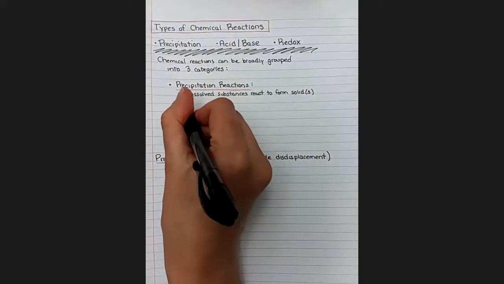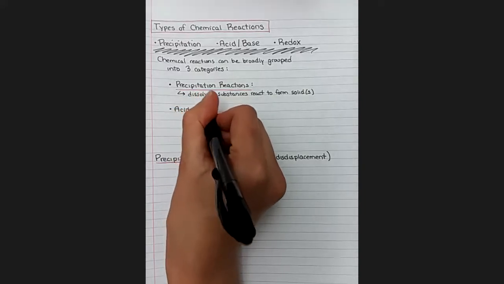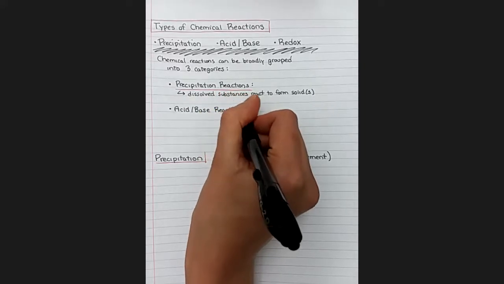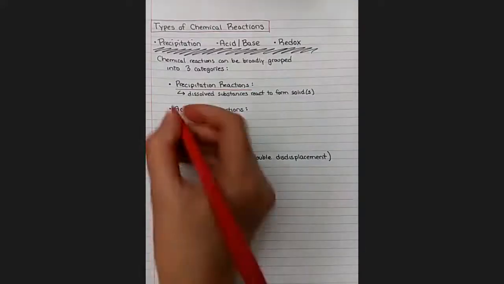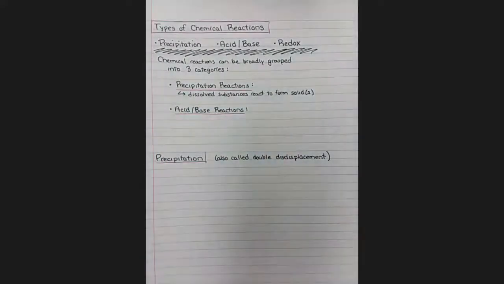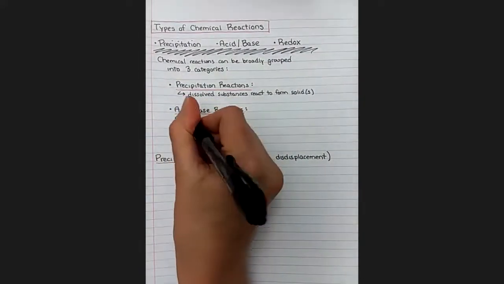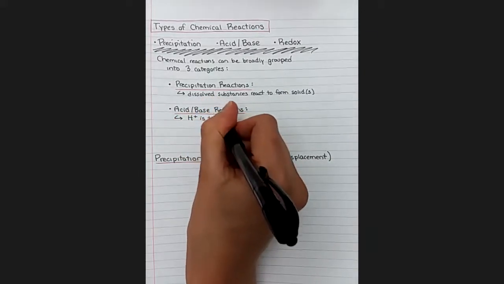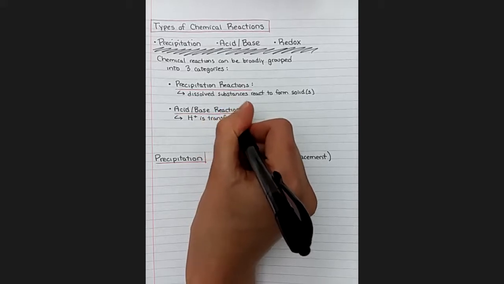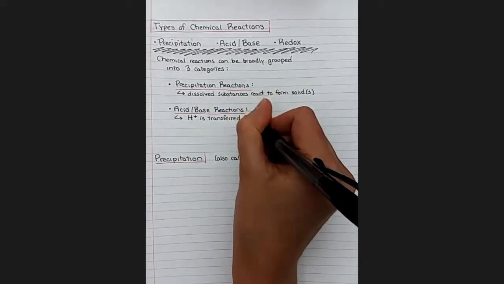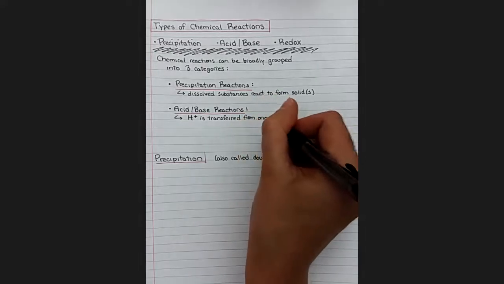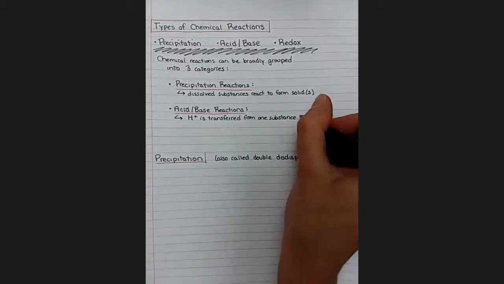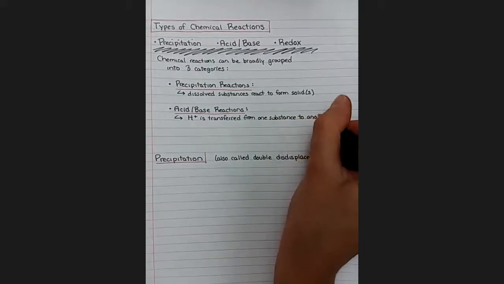The second type of reaction is acid-base reactions. This is one we've all heard of before. In this type of reaction, a hydrogen ion, also called a proton, because it doesn't have any neutrons or electrons, a proton is transferred from one substance to another. So it's like a trade. Specifically from an acid to a base.